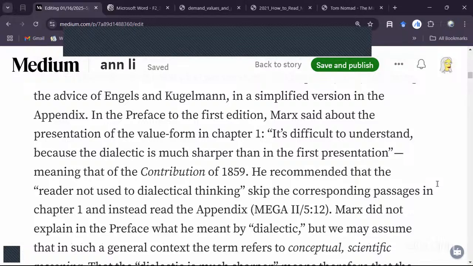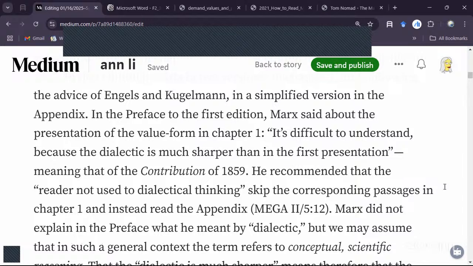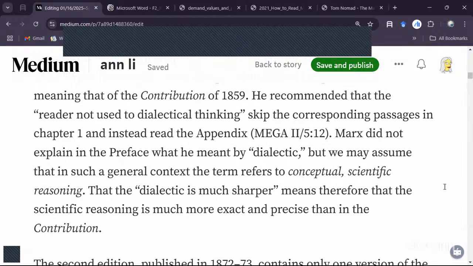He recommended that the reader not used to dialectical thinking skip the corresponding passages in Chapter 1 and instead read the appendix. And the citation here is important only because it exists not as the MECW, but the MEGA, which is a later and more comprehensive collection of Marx and Engels archives.